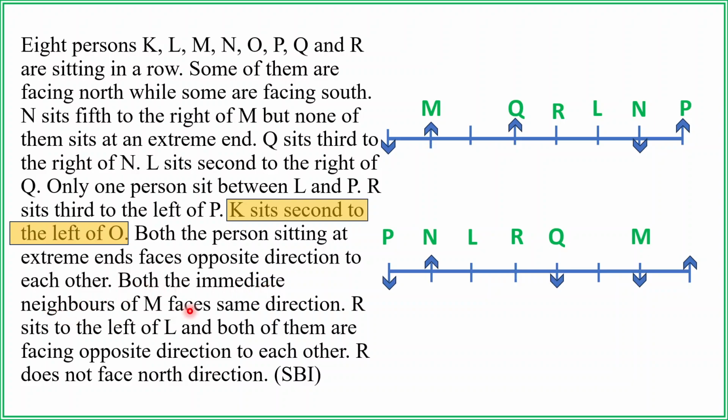Both the immediate neighbors of M face the same direction. See, in case number 1, the immediate neighbors of M are this and this. So these both are facing the same direction. So the person to the left of M is facing south direction, means the person to the right will also be facing the south direction. Now in case number 2, you can see here that the person to the left of M is facing north direction, means to the right of M also the person will be facing the north direction.